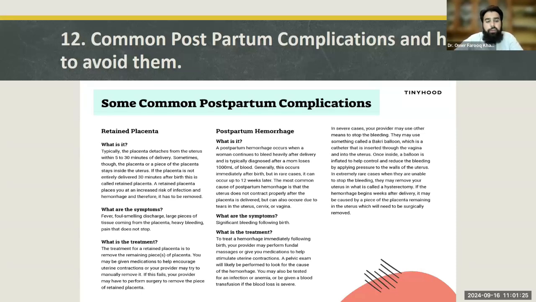So if a piece of placenta was not delivered properly and the trained birth attendant or your healthcare professional missed it, you may start having fever, foul smelling vaginal discharge. Larger pieces of tissue coming from the placenta will keep on coming from the vagina. Heavy bleeding may be there, pain that does not stop. So the treatment of retained placenta is to remove the remaining pieces. You must be given medications to help encourage uterine contractions, or your provider may try to manually remove them so that the problem gets solved.